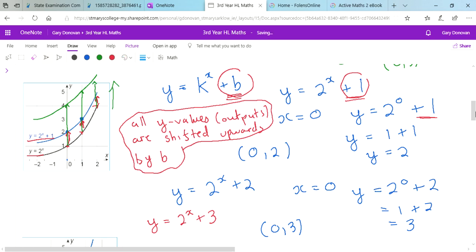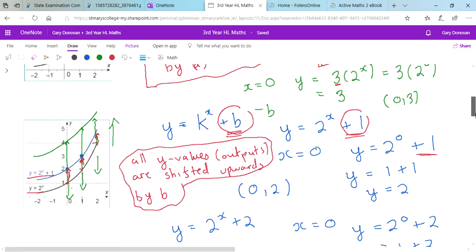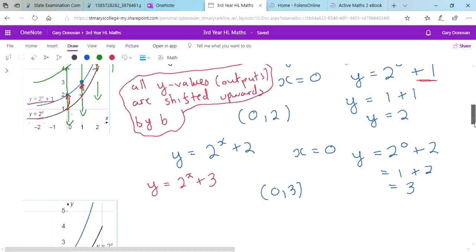What do you think would happen if we didn't have plus b, if we had minus b? Well, in that case, you'd have the opposite effect. You wouldn't move up by 1 or by 2 or by 3, you'd move down by 1 or by 2 or by 3. Now remember, you can learn these rules, but you don't actually really have to learn them because you can play around with functions and you can always find points on the function by just putting in values of x and y.